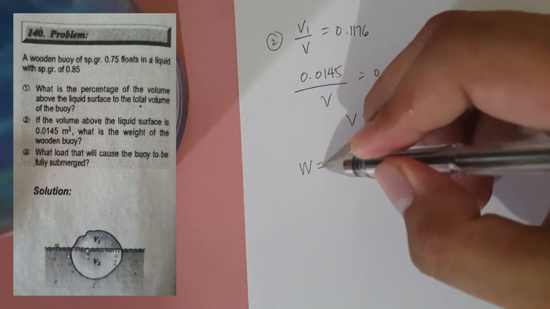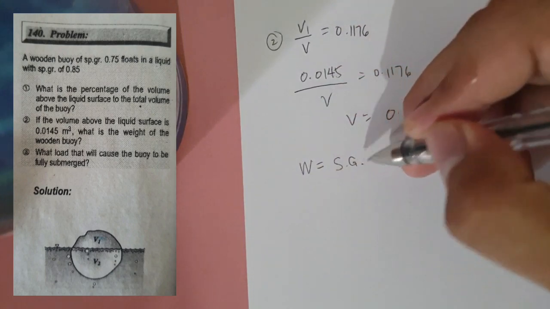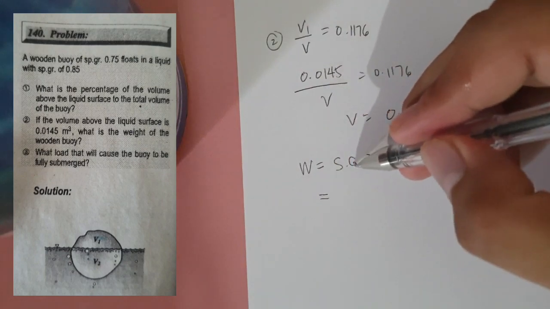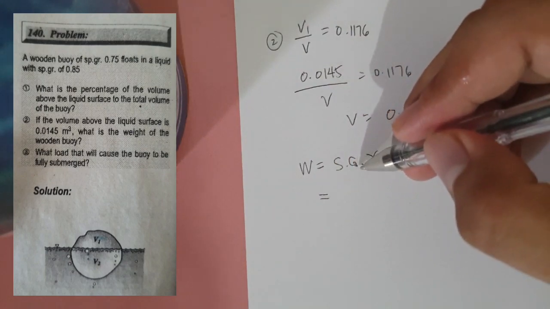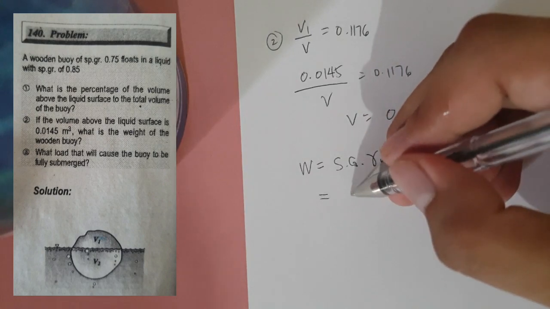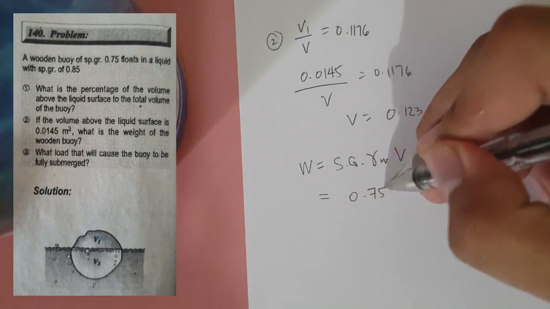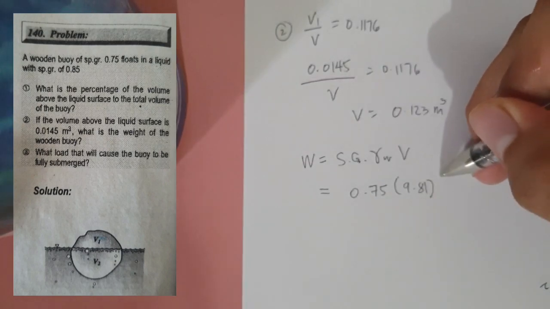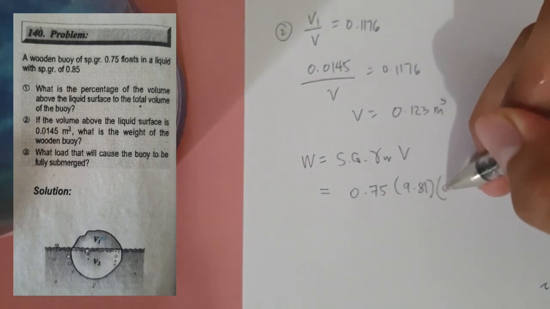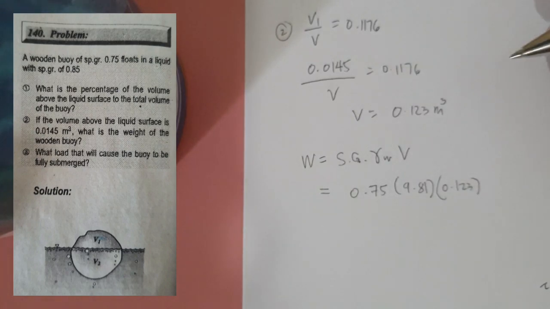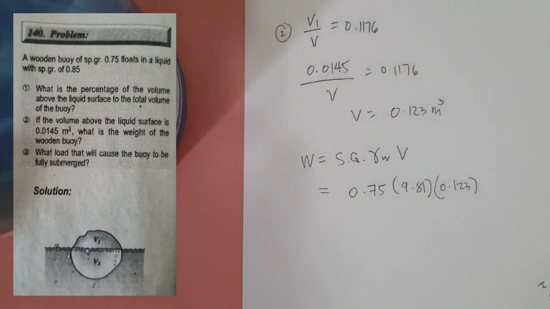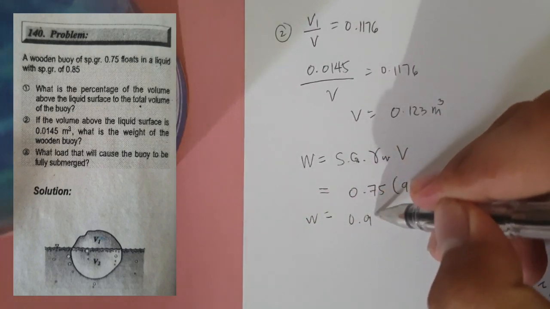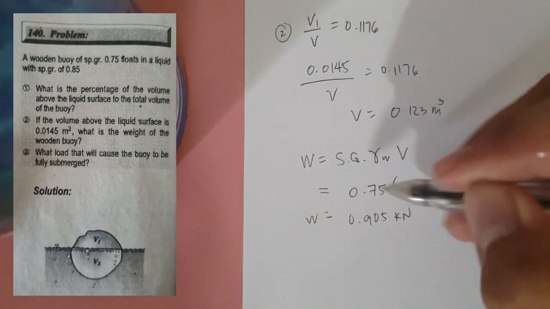Now we can get the weight of the buoy. Weight is equal to specific gravity times gamma water times volume. So what is the specific gravity of the object? That is 0.75 times 9.81 times the volume 0.123. We get the weight equal to 0.905 kilonewton.